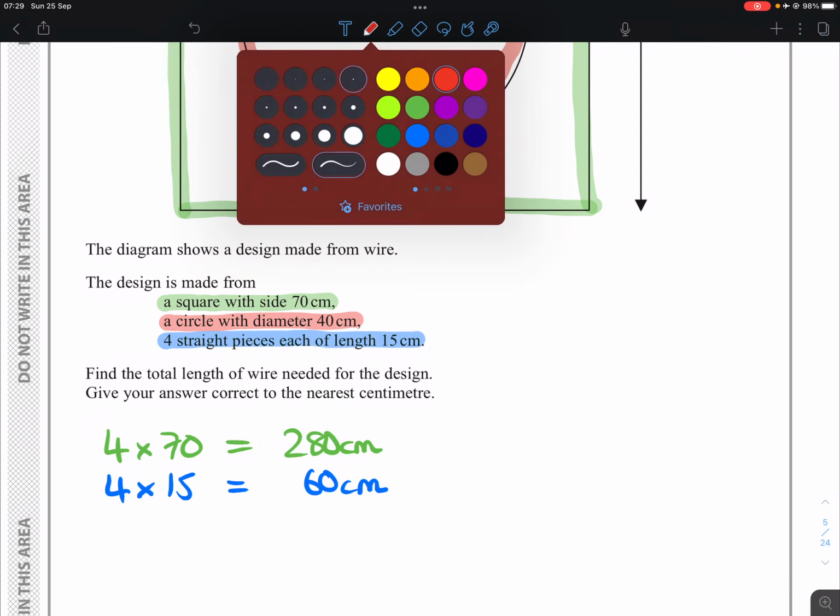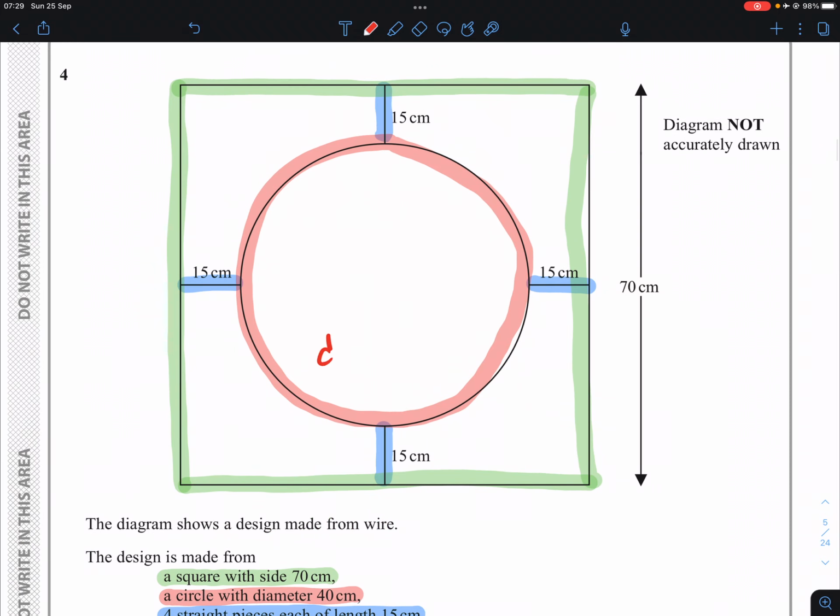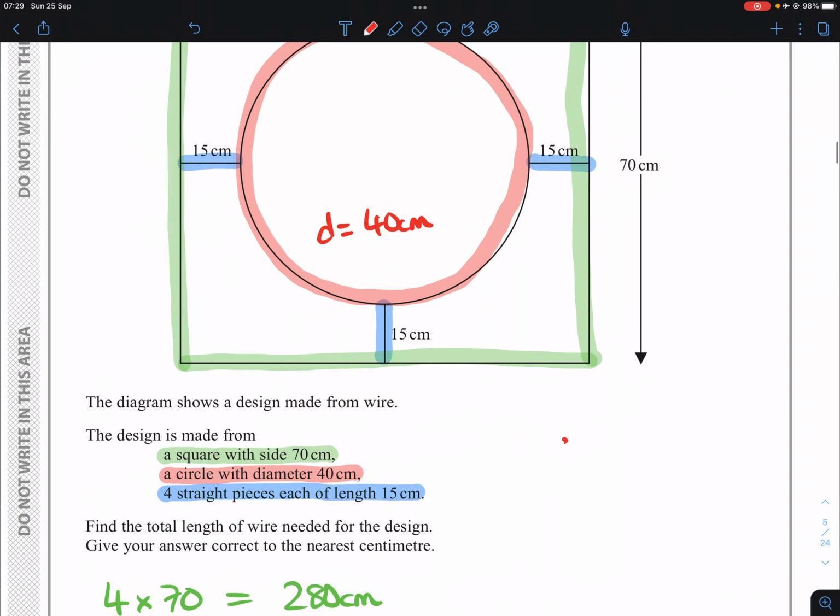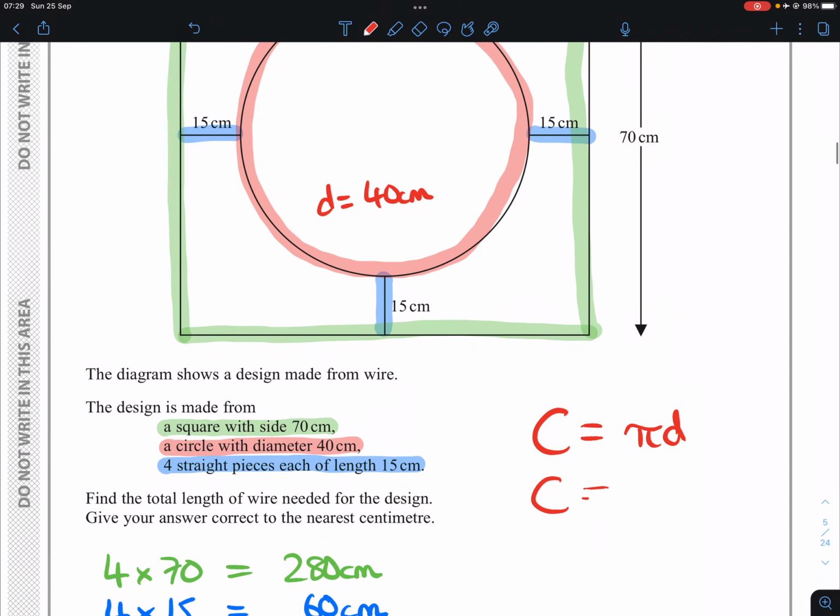And then for the red one, because it is a circle with diameter 40, our formula for the circumference of a circle is C equals pi d, which when we do pi times 40 is going to give us, on our calculator, 40 pi.